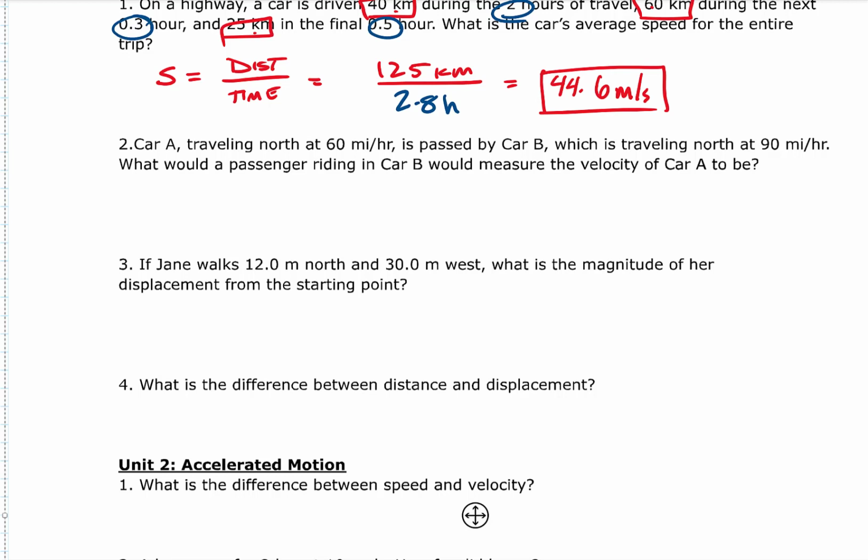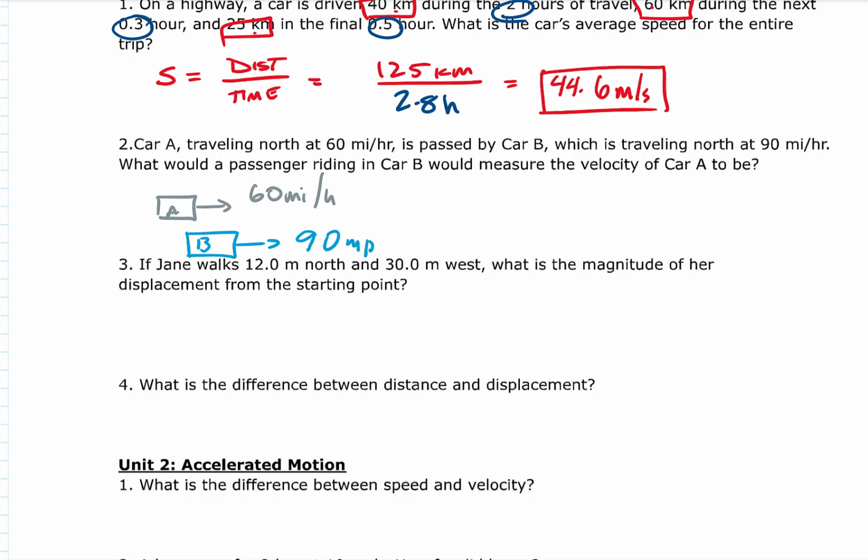So here's car A going at 60 miles per hour. And then here's car B going at 90 miles per hour. So what we want to know is, from the perspective of car B, what does it look like car A is doing?